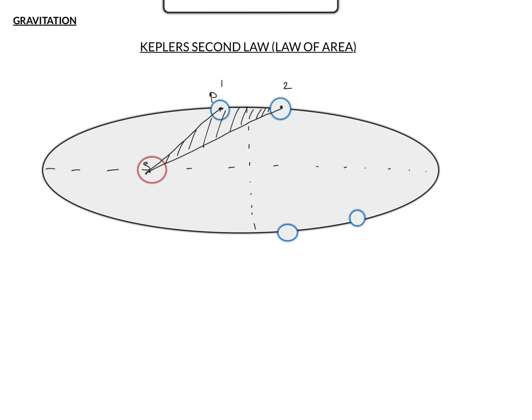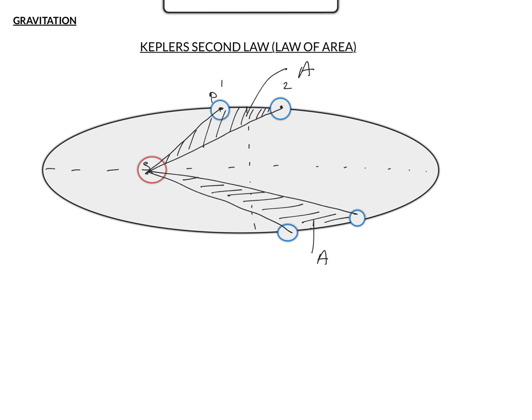Again, considering the line joining the Sun and the planet, if you take the same time, it should sweep the same area. The line joining the Sun and the planet should cover equal areas in equal intervals of time. That means if you take the same time, then this area and this area should be the same.